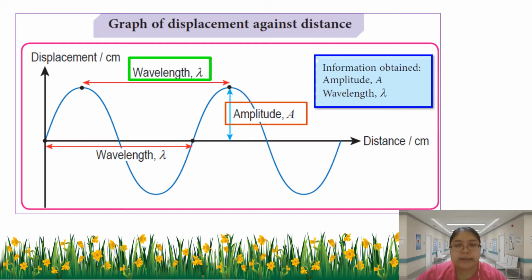Okay, now we're going to see the graph. This one, the graph is displacement against distance. It means we never relate it with time, just displacement and distance. Okay, let's see the graph.